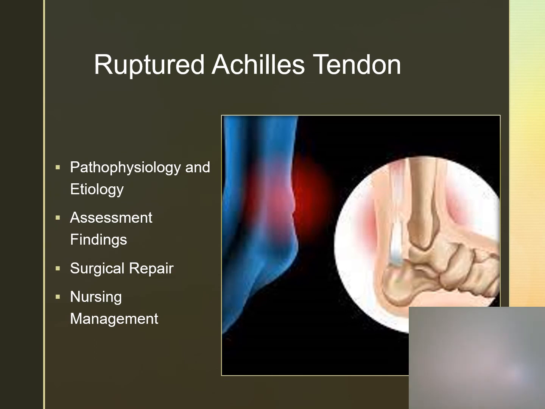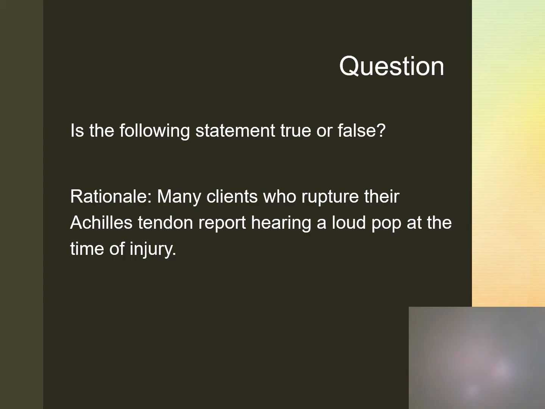A ruptured Achilles tendon is usually from trauma. These clients will hear a loud pop and have severe pain. They'll have an inability to plantar flex their foot. It does require surgical repair, then a cast or brace, and once healing has completed, physical therapy. Clients need to be educated on activity restrictions, ambulatory aids, and pain management.